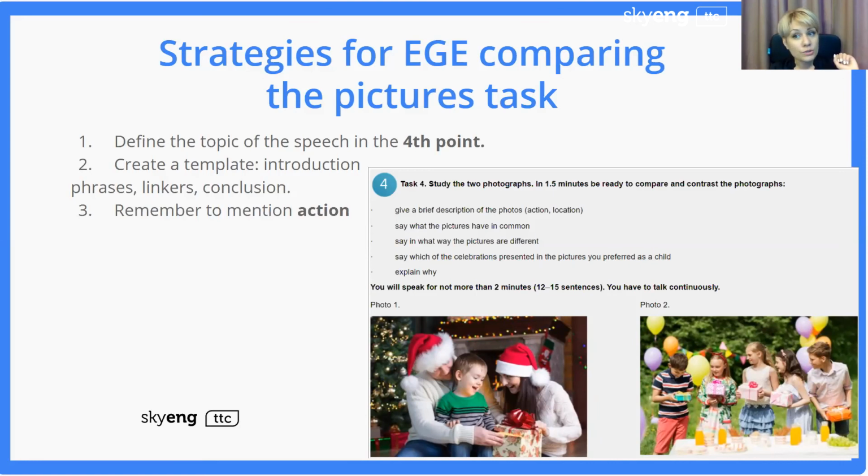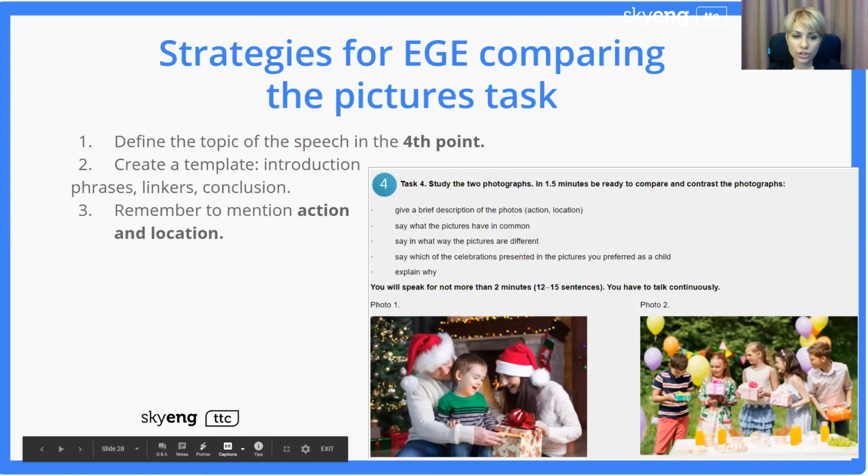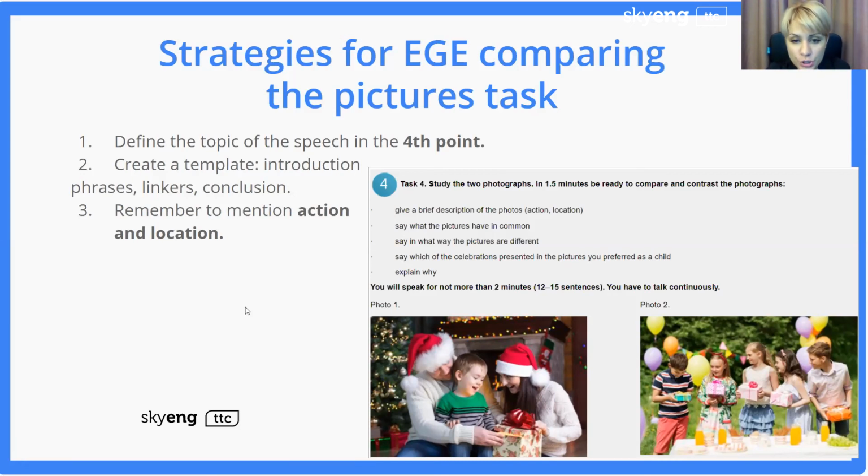celebrations are very important for children. And it's important to mention action and location for both pictures. So they say in the first picture, we can see a family inside some beautifully decorated room, while in the second picture, we can see friends outside. They are celebrating something too. So they're giving presents for the boy. So it's important to mention both pictures because usually children forget.